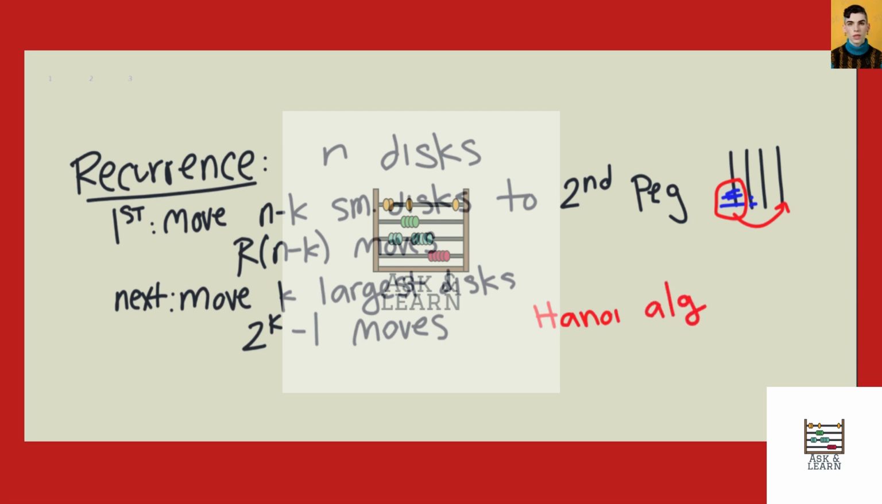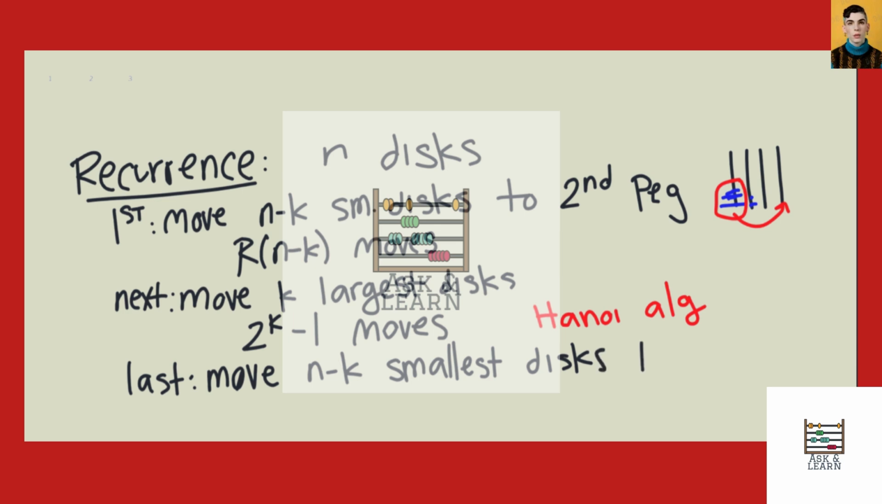Then lastly, the last thing we want to do here is to move everything that's on that 2nd peg. So we need to move those n minus k smallest disks over to peg 4, right, to get it on top of the rest of them. So to the 4th peg. And again, we're going to do that in the same amount of moves that we move them to the 2nd peg, namely our R of n minus k moves.